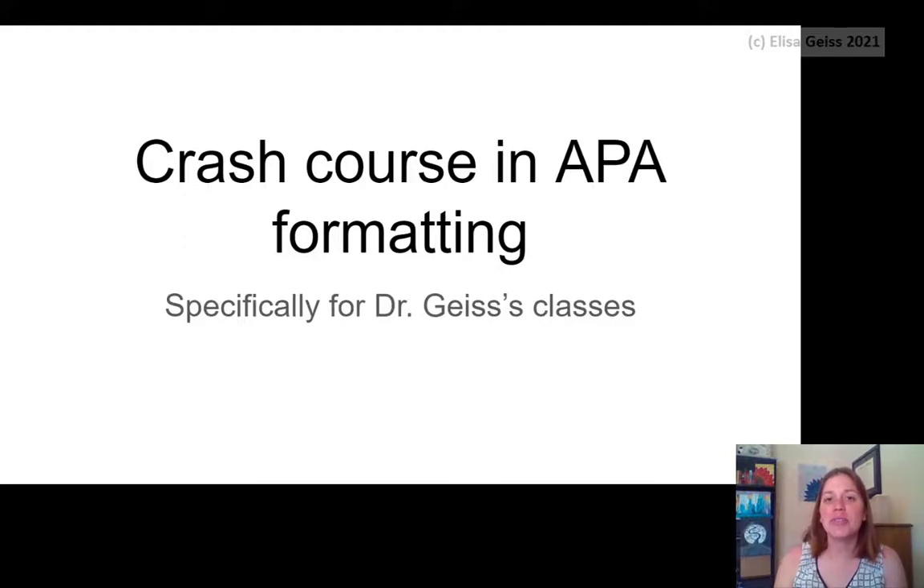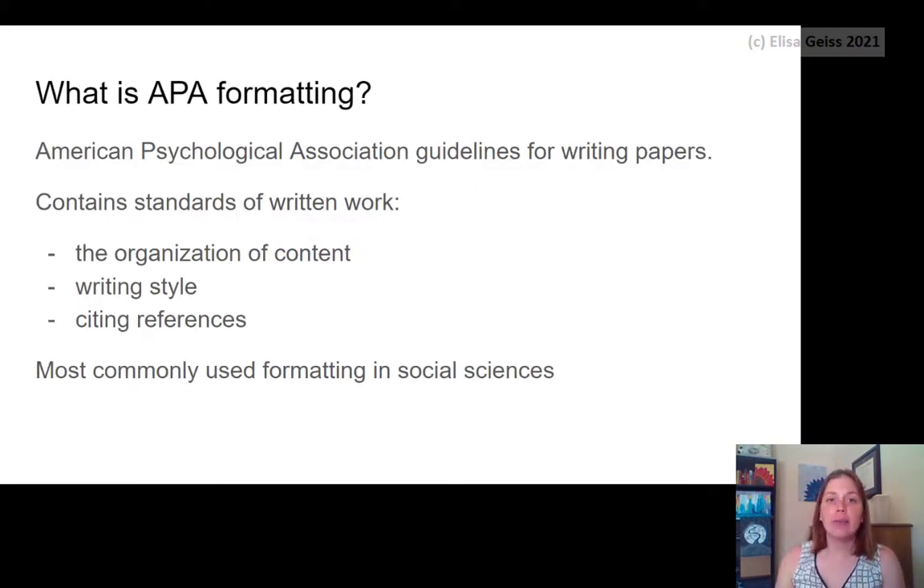Class, I thought I would do a very quick tutorial on APA formatting, since some of you may be a little bit unfamiliar with it or might just need a little bit of a refresher. So what is APA formatting? This is really the American Psychological Association's guidelines for how we should write papers and what the conventions are that we need to use. There are a lot of rules to APA formatting, and we're not going to cover all of those, especially not in this class.